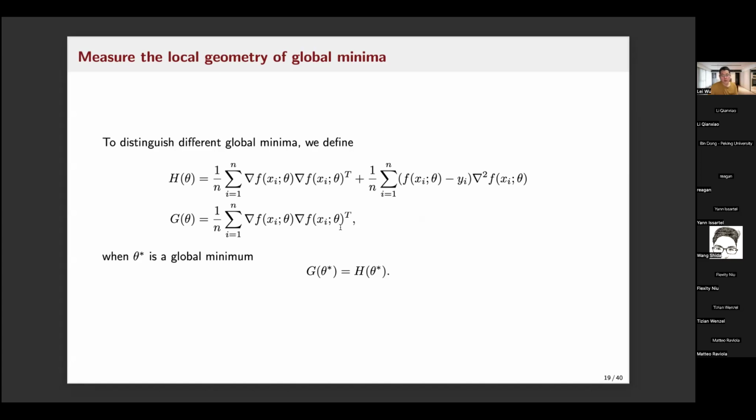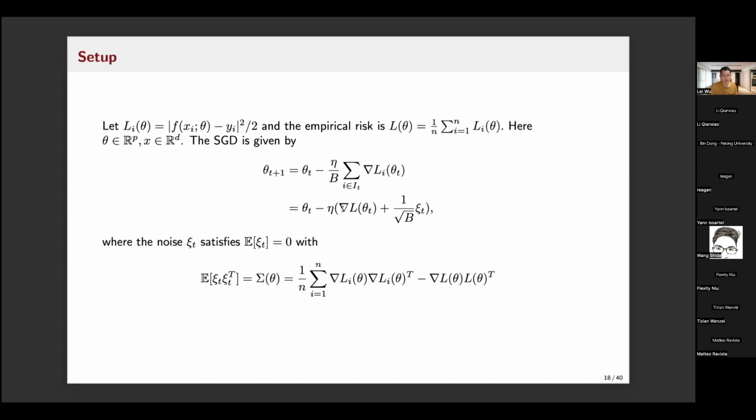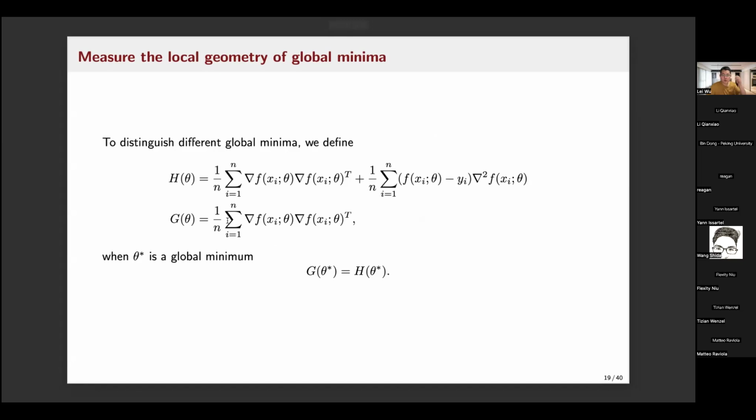In the next part, we will treat these two terms mostly interchangeably, because in the small error region they are very close to each other. Moreover, G theta is always well defined, in that G theta is always positive semi-definite. However, H theta is not positive semi-definite over the whole landscape. It is only positive semi-definite at the global minimum.